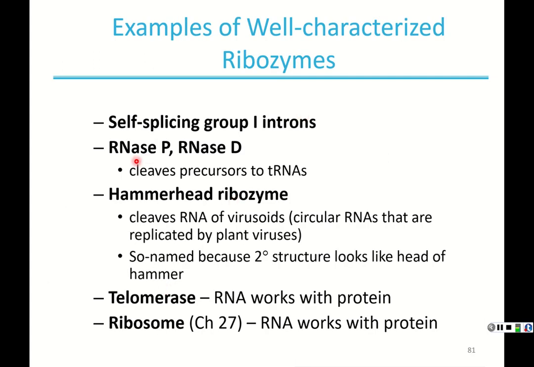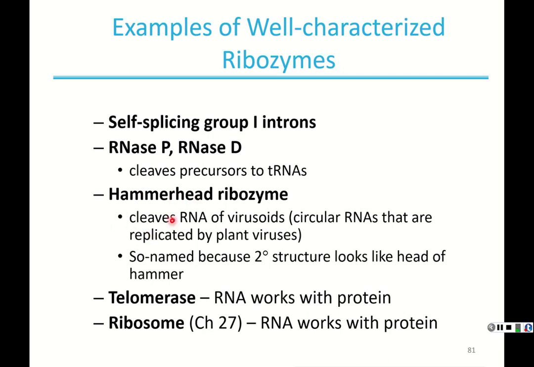The last thing we'll talk about are some well-characterized ribozymes. We talked about self-splicing group 1 introns. That would be an example of a ribozyme. The RNase P and RNase D that cleave those precursors to transfer RNAs, those are ribozymes. There's one called the hammerhead ribozyme.